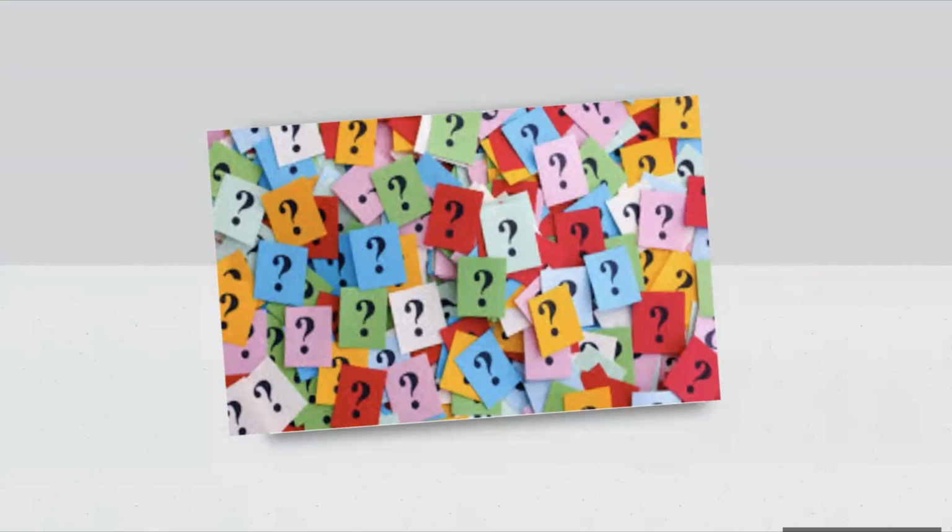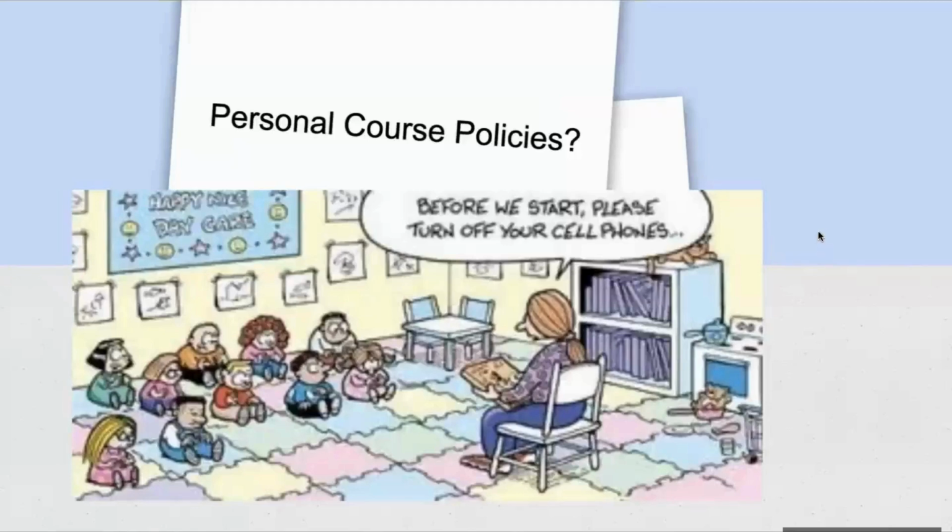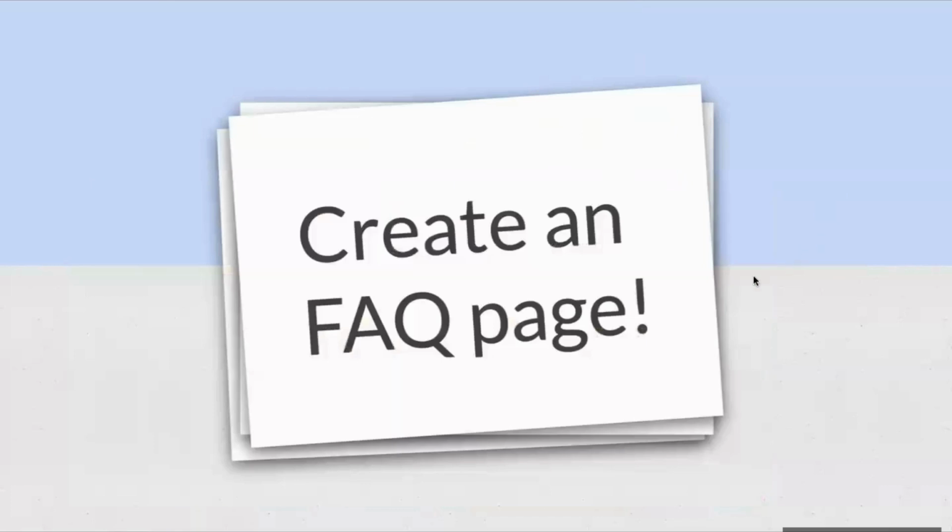So what is a way to deal with that without recreating your answers every single time, or just shutting down and saying, "I don't have time to answer these questions. They're the same every time." Or do you possibly have personal course policies in addition to Westcliff's? That's certainly possible, right? Each professor has some leeway in how they run their classroom. They have preferences. And so one of the ways to address this is to create a frequently asked questions page.